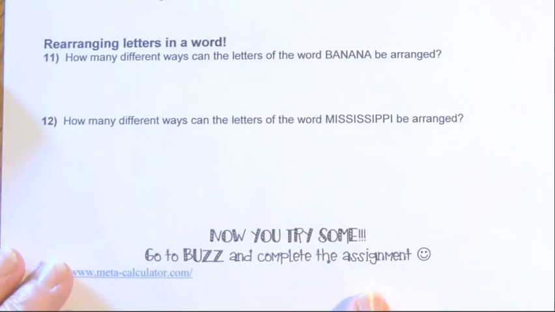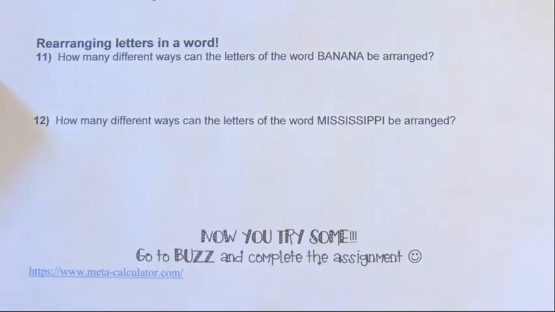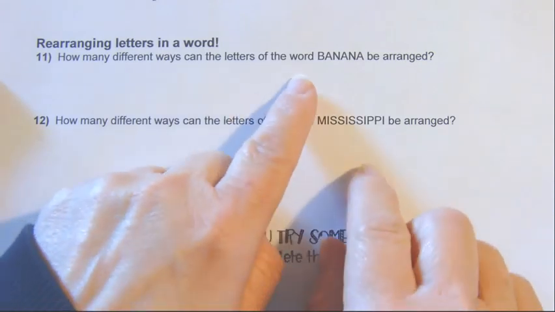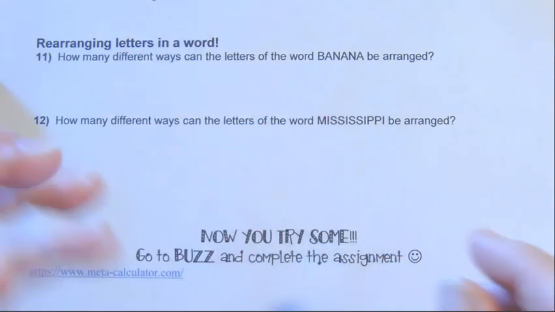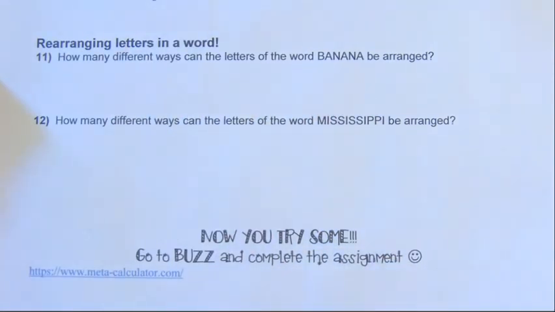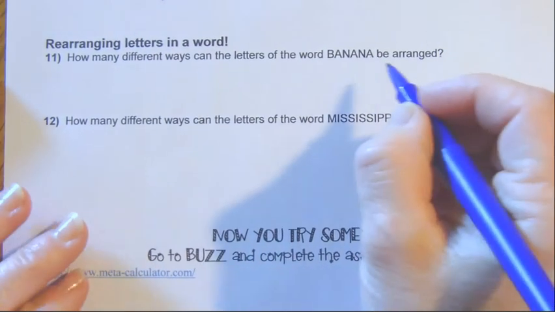All right, one more type of problem here, rearranging letters in a word. I don't know if you guys have played those games, like if you could rearrange letters. So if I flip-flop the A and the B, it's not going to be banana anymore. It would be a different word. So I just want to know how many different ways could I arrange these letters.